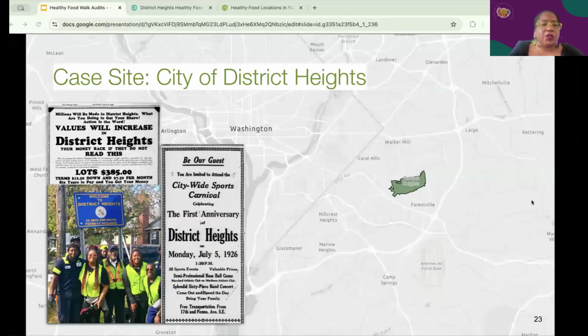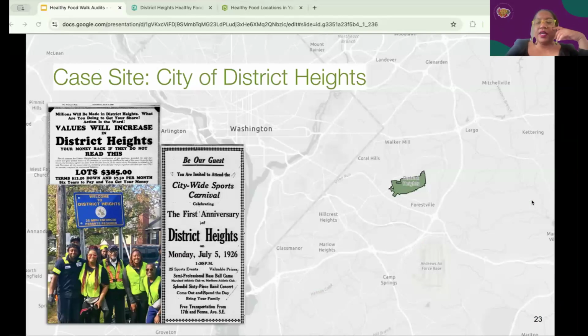And so again, I mentioned that I was going to use the city of District Heights as our case study example to actually walk you all through how we conducted healthy food walk audits with the Capital Market. So I'm going to just provide a little bit more context of where and what District Heights is.